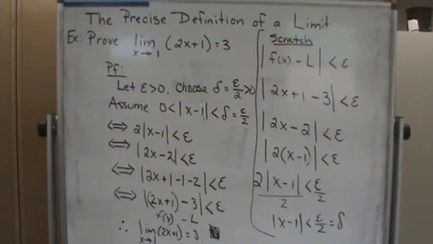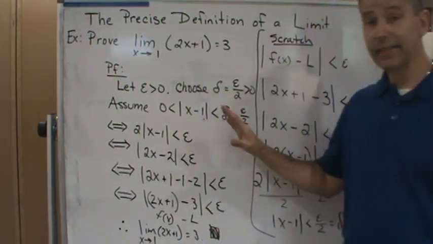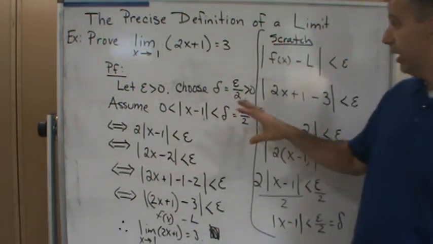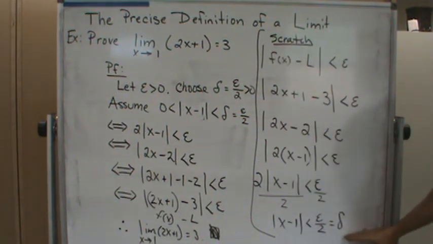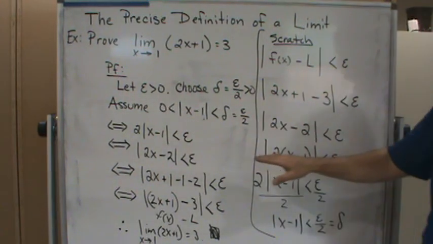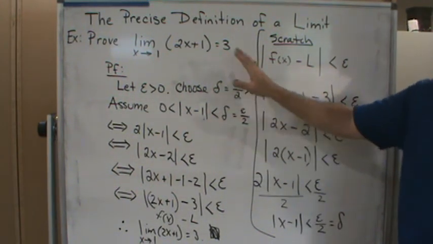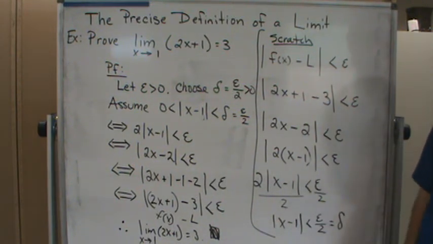And that's it. Now again, I took a long time to go through this, but again, practice this, okay? So part of your work is going to be your scratch work to find out what you need to choose delta to be. Once you know what delta needs to be, and usually it's going to be in terms of the epsilon, because if epsilon is greater than 0 and you define delta in terms of epsilon, then that's the key. Most of the time it's going to be in terms of epsilon. Not all the time, but a lot of times it will.